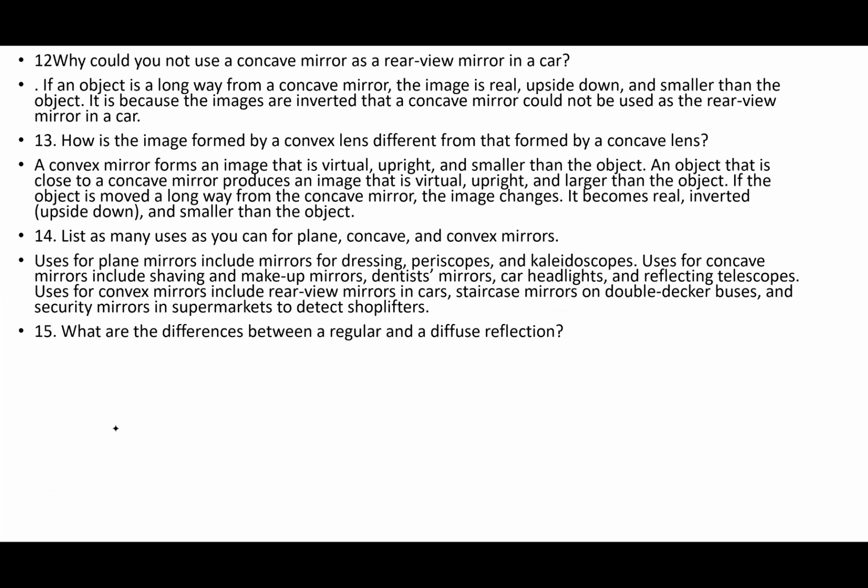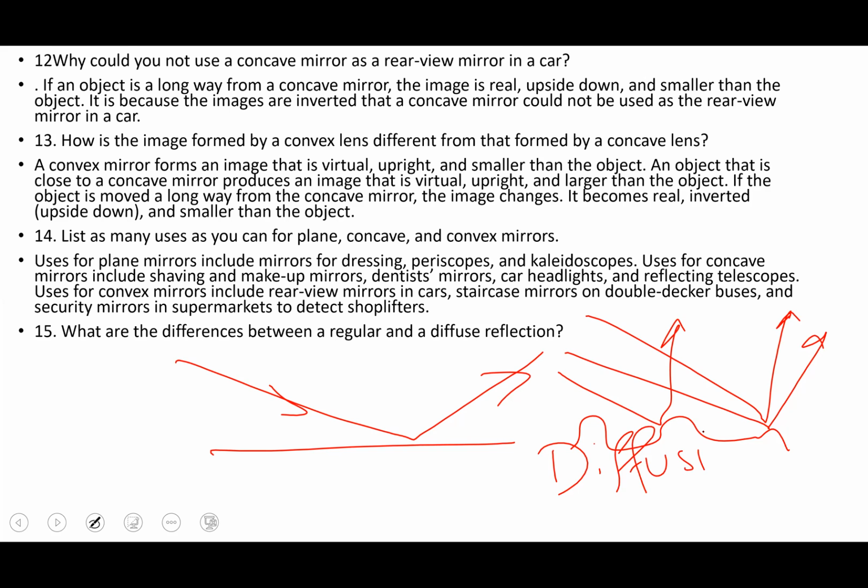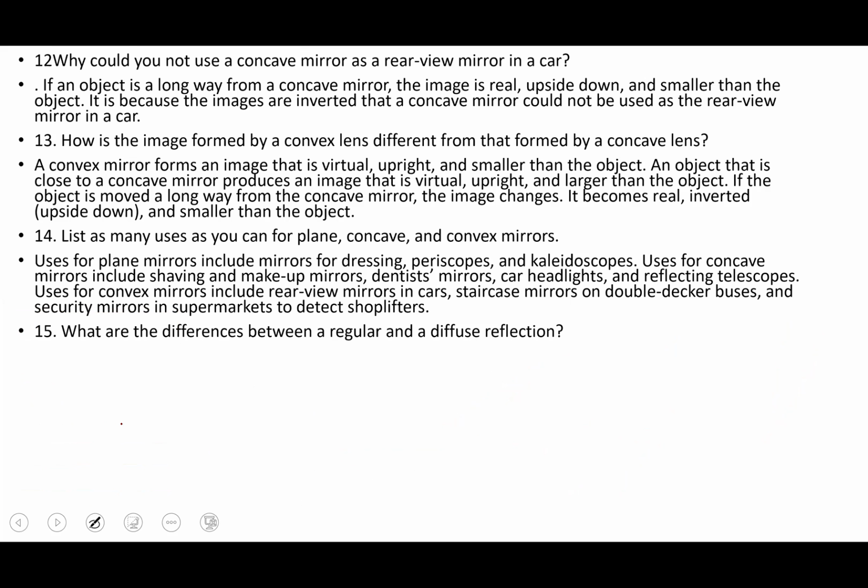What is the difference between regular and diffuse reflection? Let us answer this one. Now we know that regular reflection is when the light bends in the same direction and there is no rough surface. But if there is a rough surface like this, the light will bend in different directions. Some of the light will be absorbed, and some of the light will scatter. So this is diffuse reflection, and this is regular reflection.